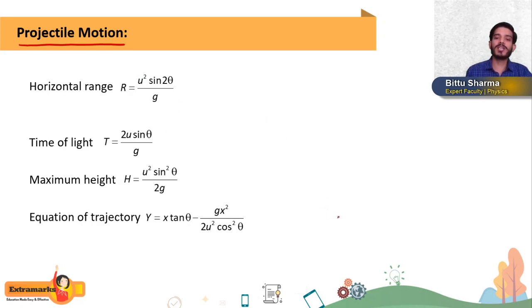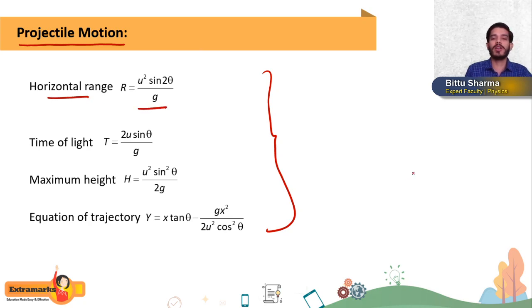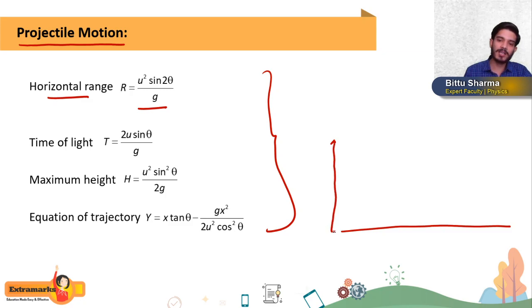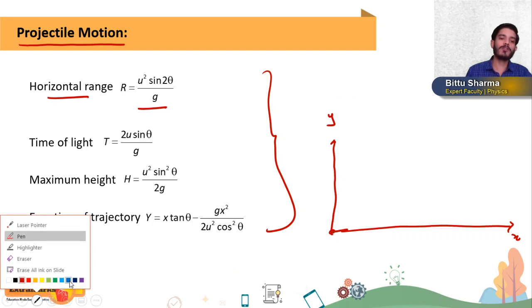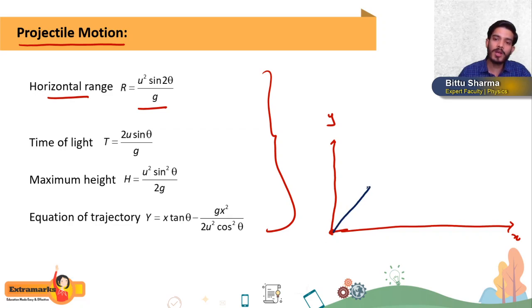Now projectile motion. Projectile motion, students, remember this thing. Basically we have these four formulas. What are those formulas? First is horizontal range. Suppose here we have this x-axis and here we have this y-axis. A particle is projected from the origin with the velocity u at an angle of theta. Then, students, under the effect of gravity, this particle will follow this path. The projectile will follow this path.